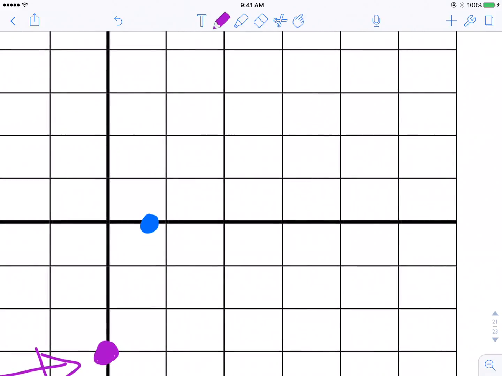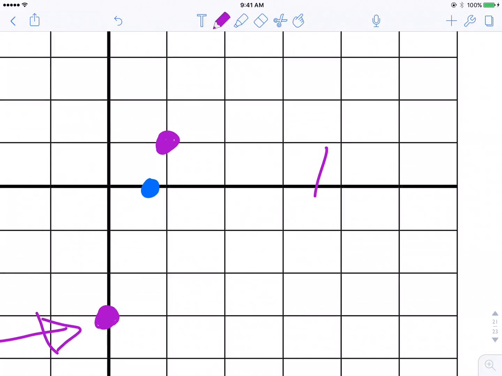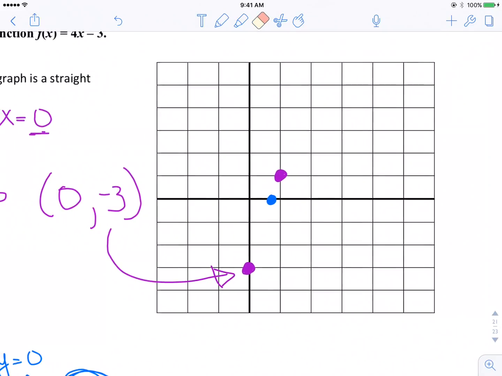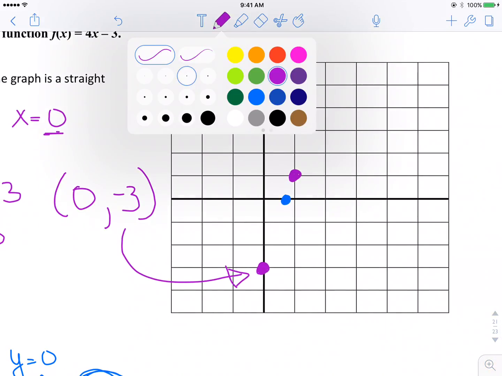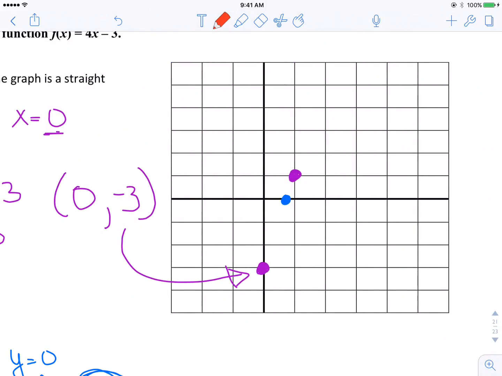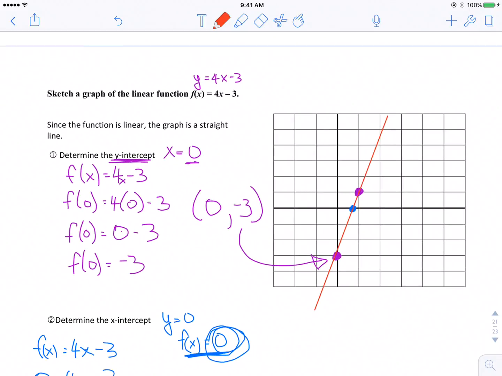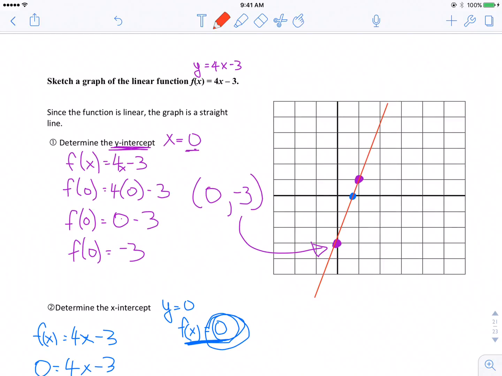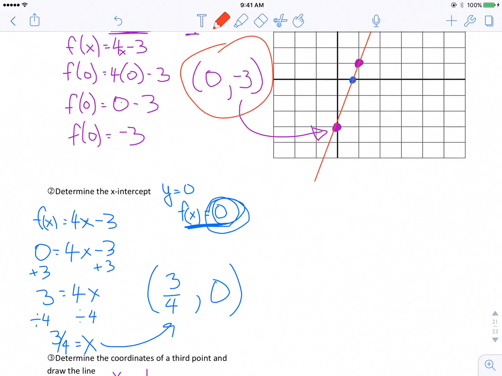And I go to my graph and plot that point, 1, 1, right here. Now you can see I'm pretty sure that I've gotten them right. All 3 of my points lie on a straight line. I missed, but let's try again. There we go. There's your straight line, and there's your linear representation of f of x is equal to 4x minus 3 using x and y intercepts.